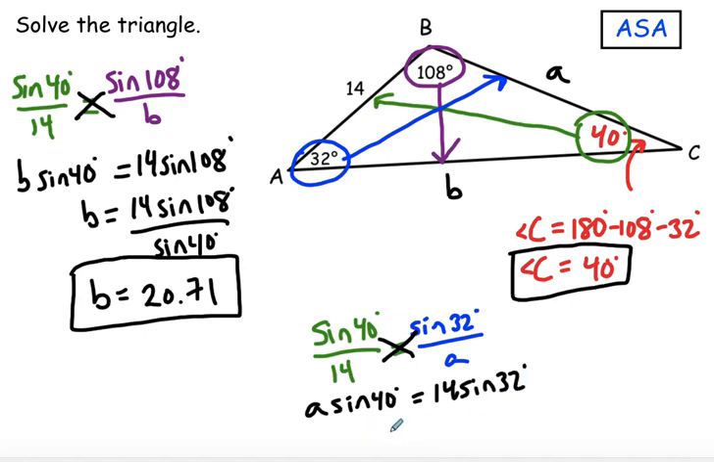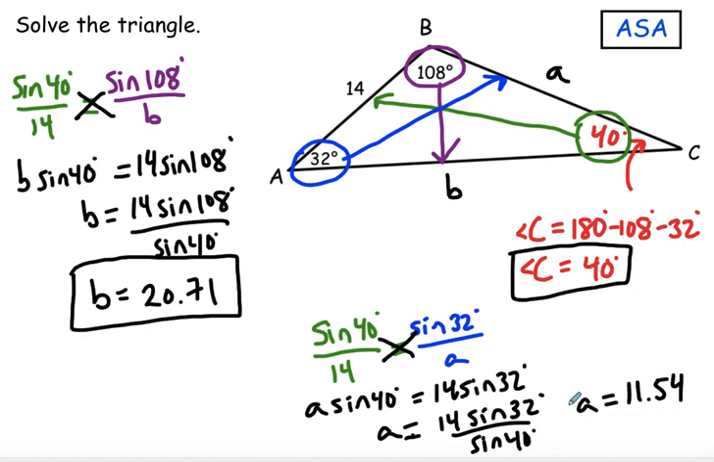Okay, so in order to get A alone, we have to divide by sine 40. Type that in your calculator. And you should get, for A, 11.54. So we found all the missing pieces of information. We have now solved the triangle.